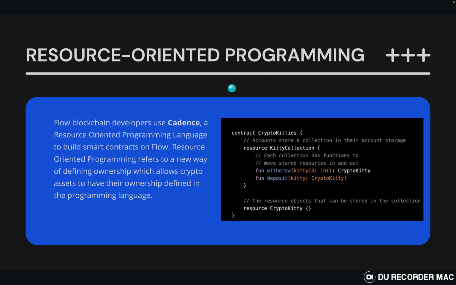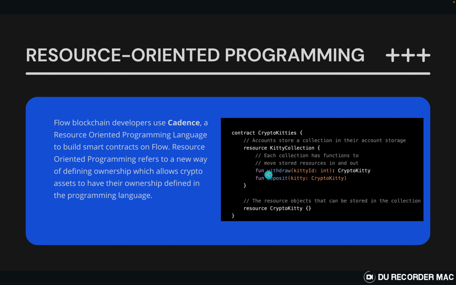So with Web3 now, they brought about resource-oriented programming, and so Flow blockchain developers use Cadence, a resource-oriented programming language, to build smart contracts on Flow. Resource-oriented programming refers to a new way of defining ownership, which allows crypto assets to have their ownership defined in the programming language.